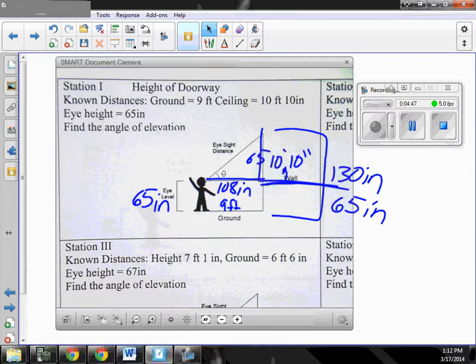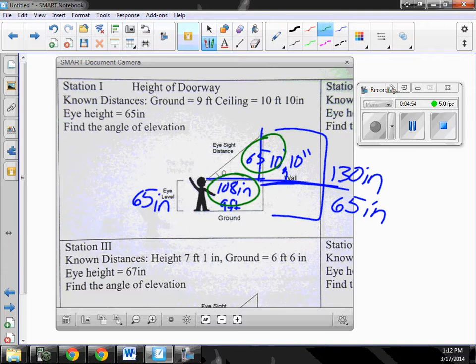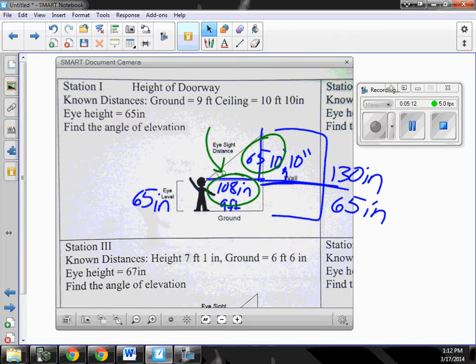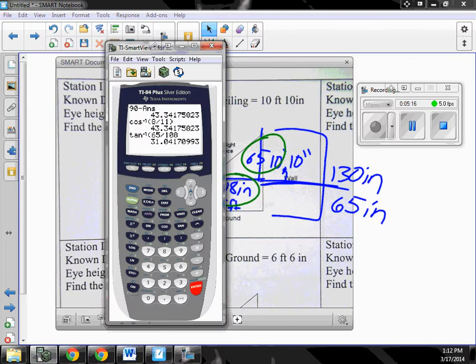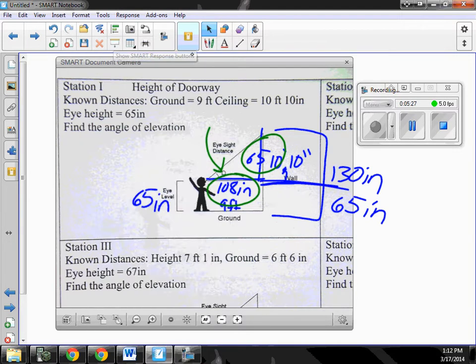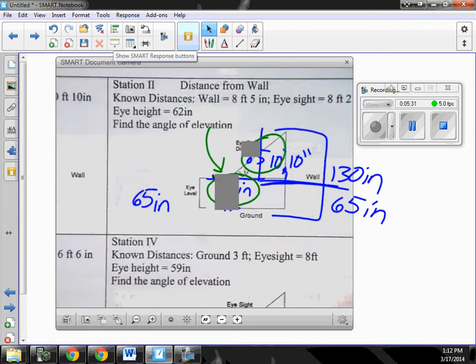Not bigger than 180. Let's look at the side lengths. I have 108 here. I have a 65 here. What does that tell me about theta? Less than 45, right? A lot less or a little bit less? Okay, let's see. Push enter. 31. So 14 less than 45, and it's moderately less. Yeah, that's the angle of theta.